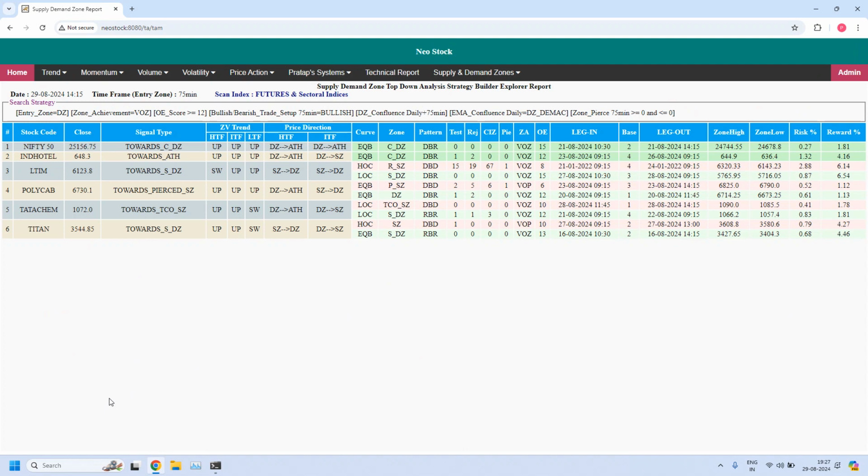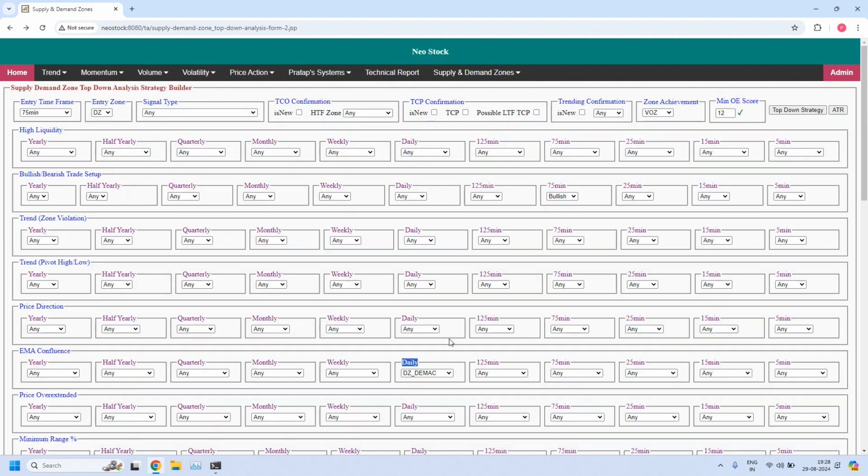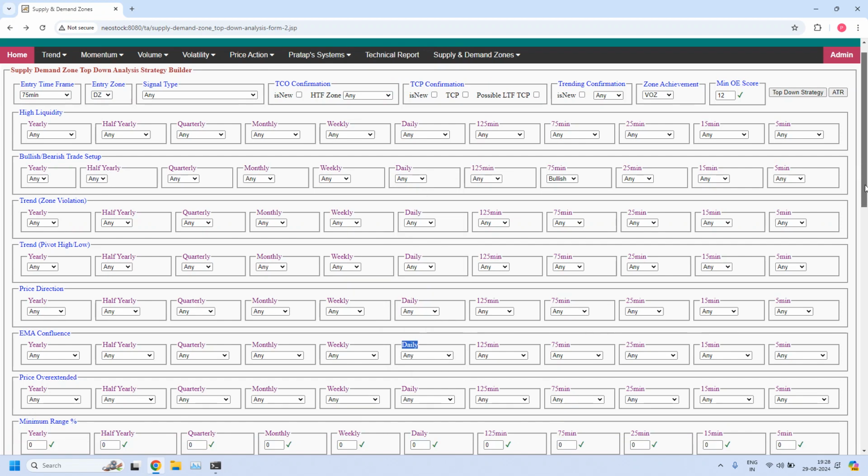That means all these 6 stocks are having a daily ITF zone. The daily zone is having daily EMA confluence. The trend is uptrend. And all LTF zones are part of the daily zone. That means they are confluence with daily. And all these stocks are supporting bullish trade setup for weekly income trade. Okay, next we will remove this EMA filter and let's look for LTF, ITF and HTF confluence.